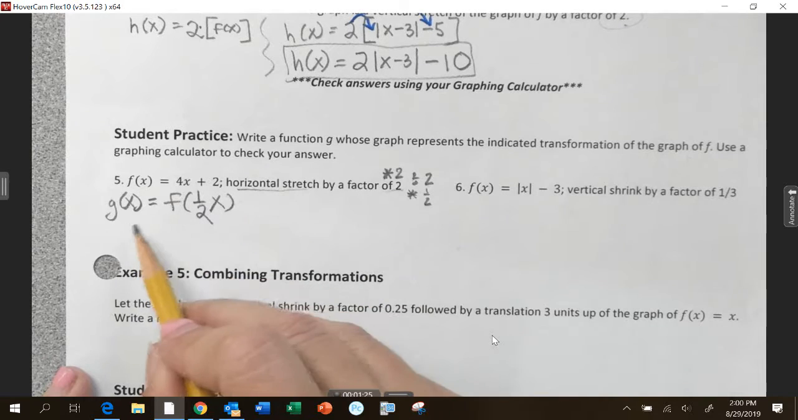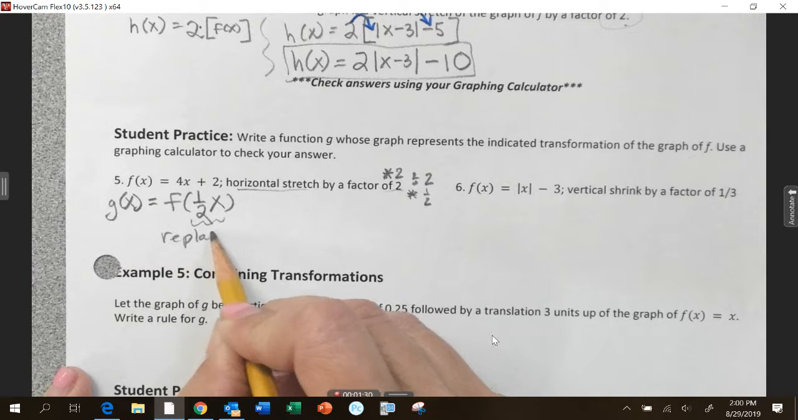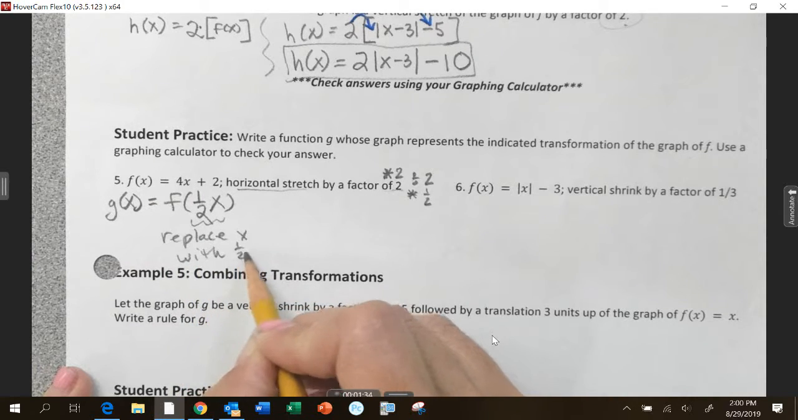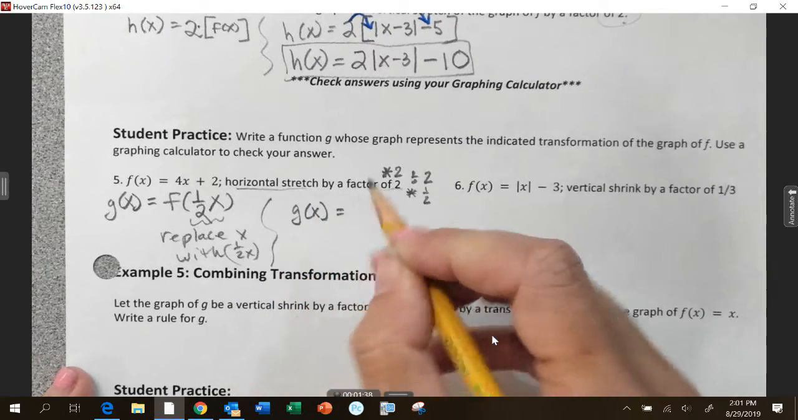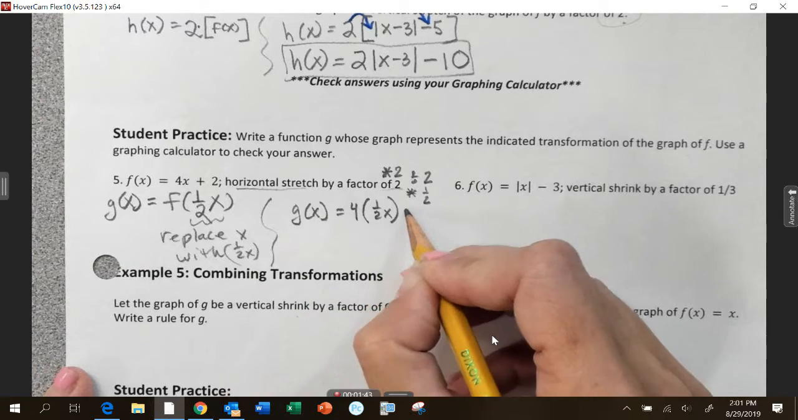Where was I? Oh, so now we're going to put this inside. So this means replace x with 1/2 x in parentheses. So g of x equals 4 parenthesis 1/2 x close parenthesis plus 2.